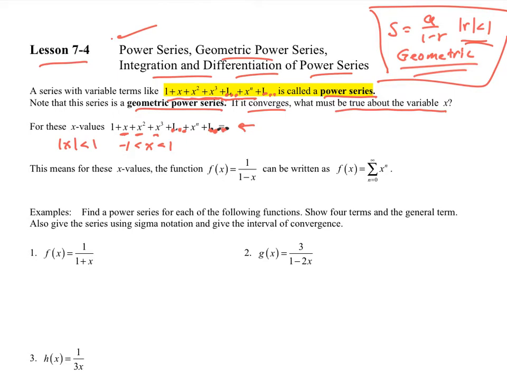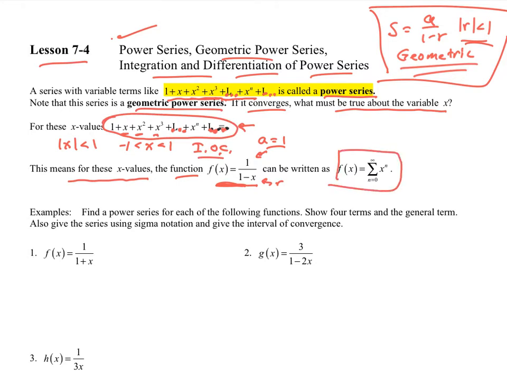And this is what we'll call our interval of convergence, which we'll talk about a little bit more later. And then for these x values, the function f of x is equal to 1 over 1 minus x. Remember that a is equal to 1, so that's my a term, and then x is my ratio. So my function here can represent this whole thing, and that also can be written like this.